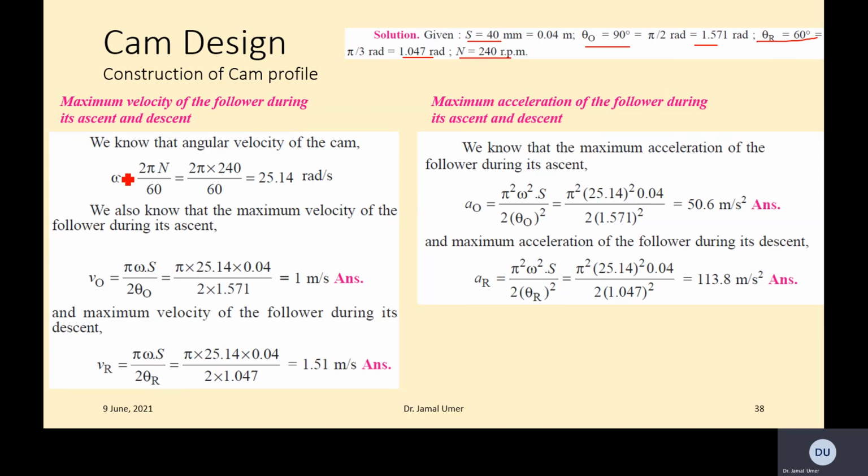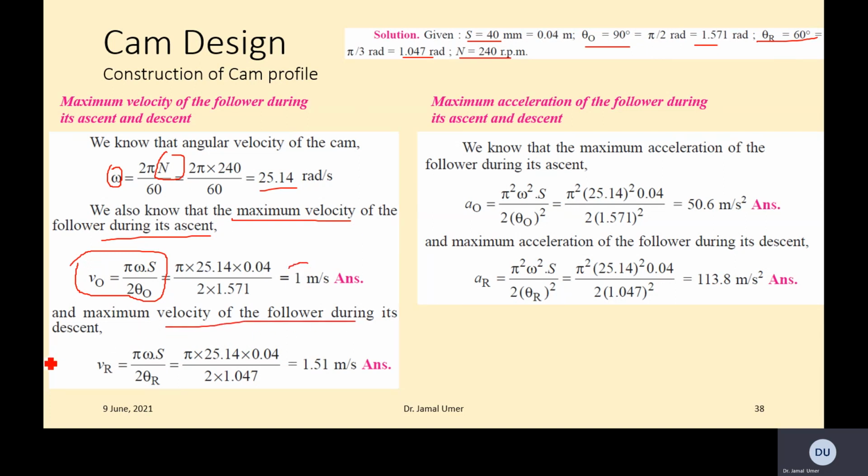From here, the very first step is to find the angular velocity, which is very simple. If something rotates at a certain rpm, then 2 pi n over 60 is its angular speed. You find 25.14. We also know the maximum velocity of the follower during the ascent, the outward velocity. We have derived this formula already: v0 is equal to pi w s over 2 theta 0. So you find the maximum velocity, which is 1 meter per second.